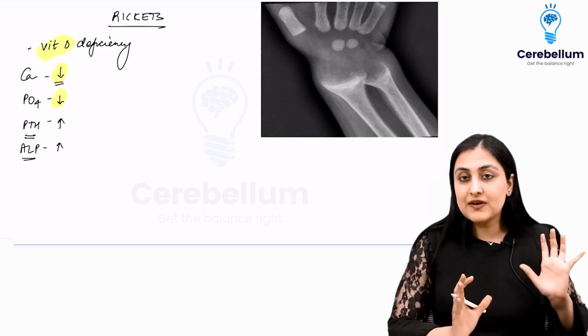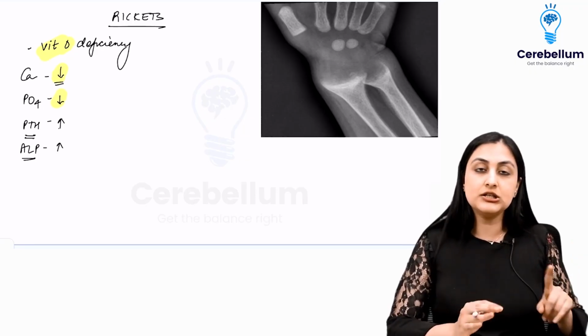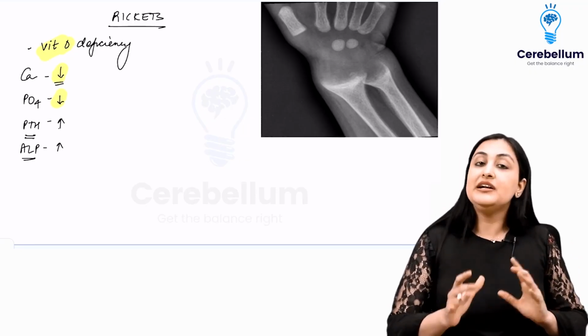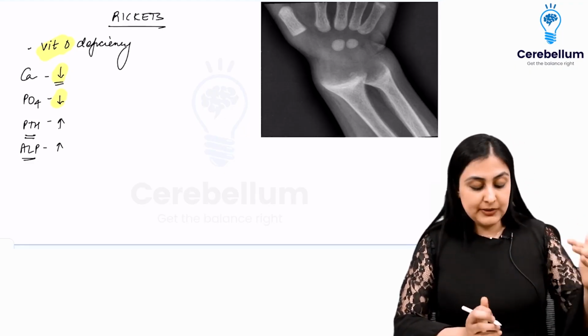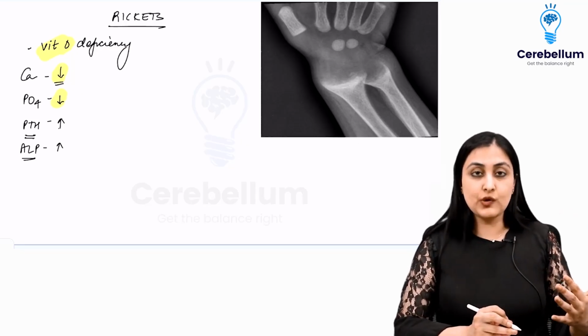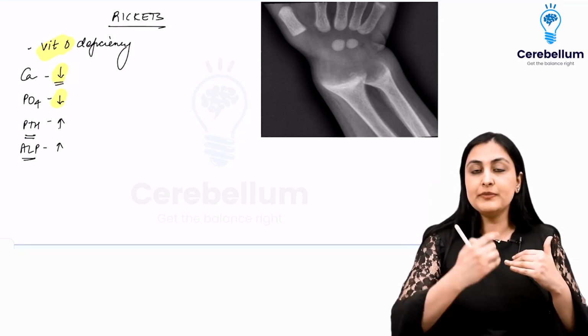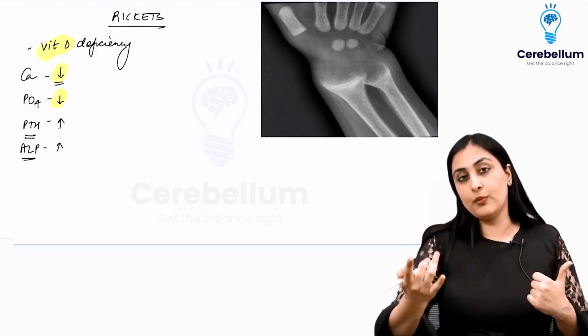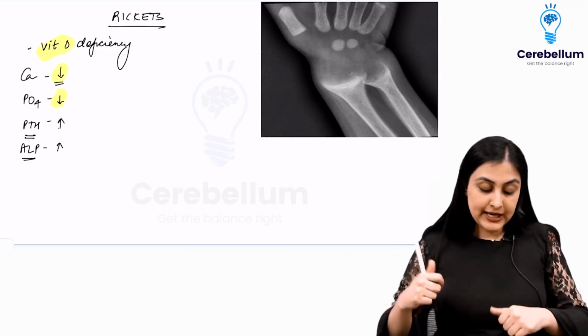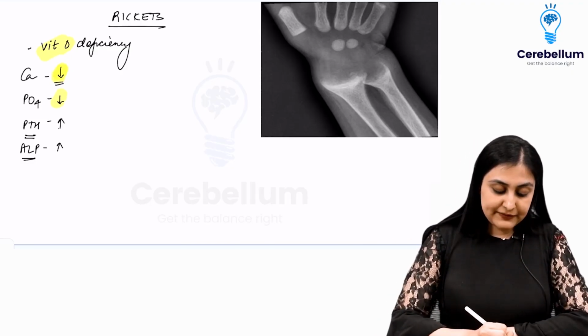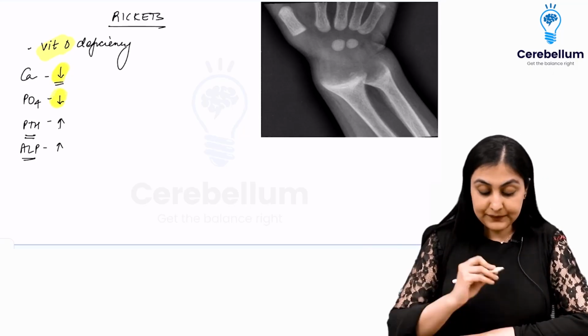Remember this thumb rule as far as biochemical profile is concerned. Whenever it's a vitamin D pathology, calcium phosphate go in the same direction. But whenever it's a PTH problem, parathyroid primary problem, calcium phosphate run in opposite direction. Remember this thumb rule, we keep applying it as we go along. Okay. So vitamin D deficiency, calcium phosphate both are low.